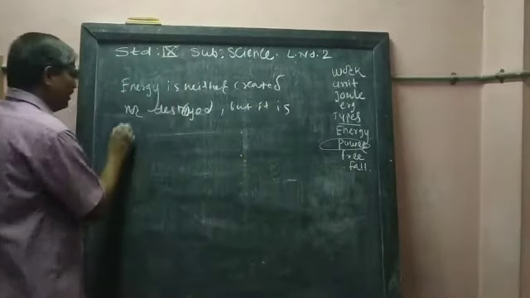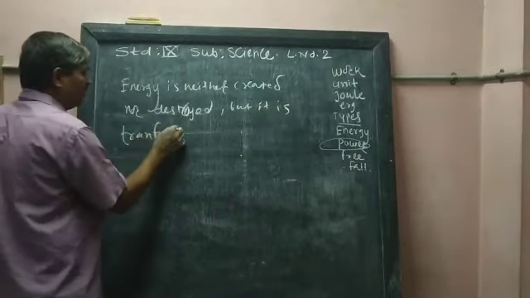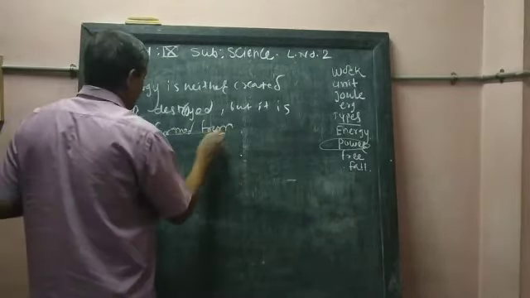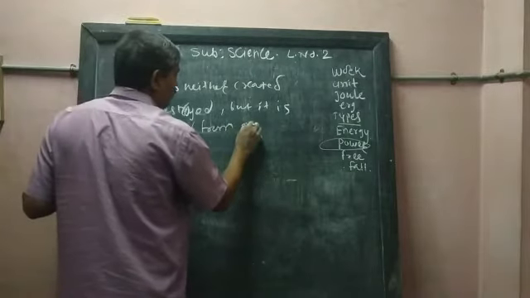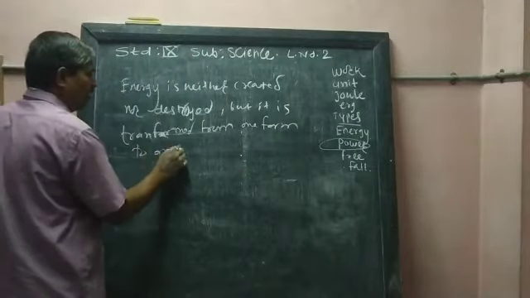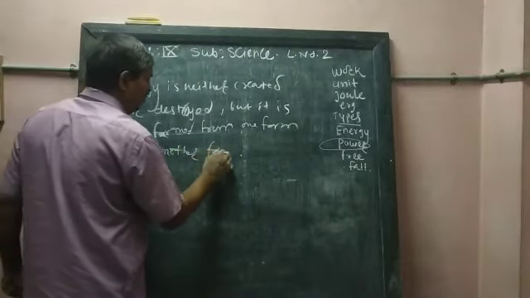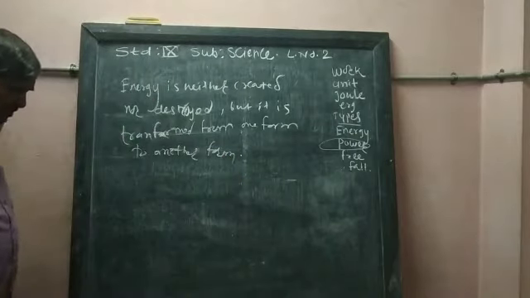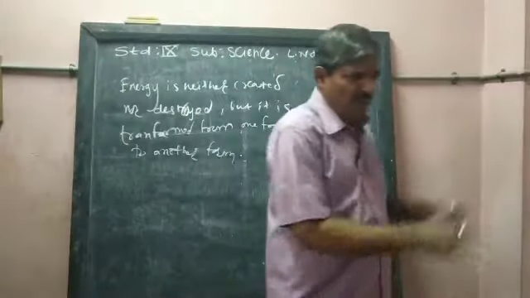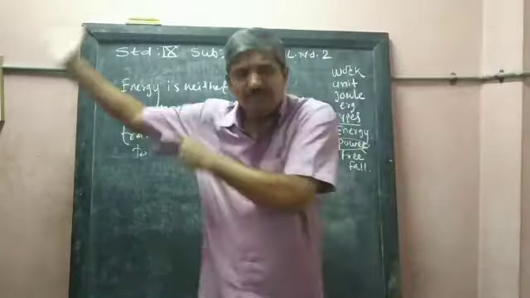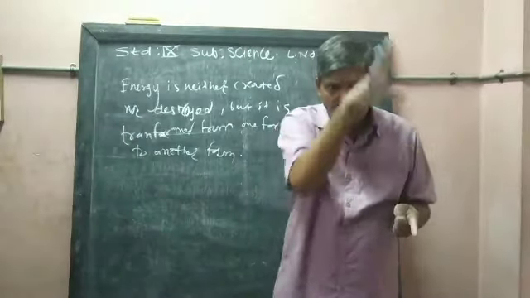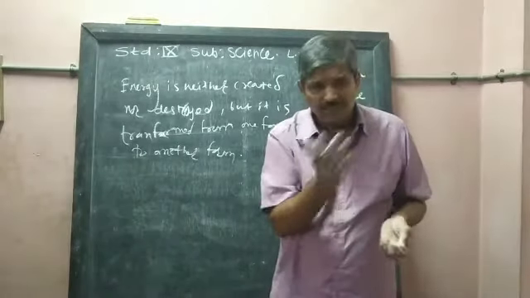Energy is neither created nor destroyed, but it is transformed. It is transferred from one form to another form. For example, water is stored in the dam. When the doors are released, the water will come down. When this water was stored in the dam, it had potential energy; when the doors of the dam are opened, it runs with kinetic energy.